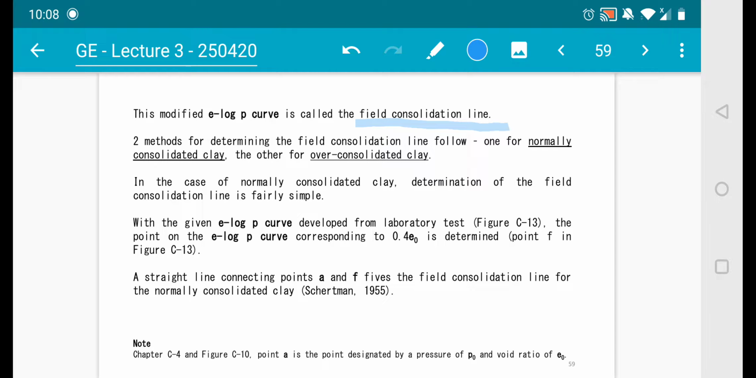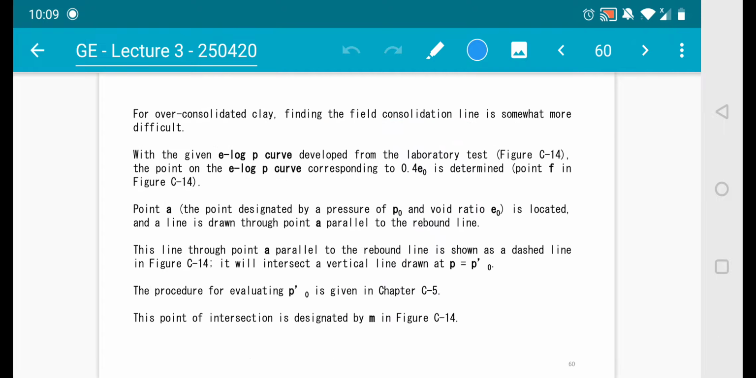Okay, two methods for determining the field consolidation line follow: one for normally consolidated clay and the other for over consolidated clay, the two types of clay that we discussed earlier. In the case of normally consolidated clay, determination of the field consolidation line is fairly simple. With the given E-log P curve developed from laboratory tests, if you look at figure C13, the point on the E-log P curve corresponding to 0.4 e sub zero is determined. So that is point F in figure C13.